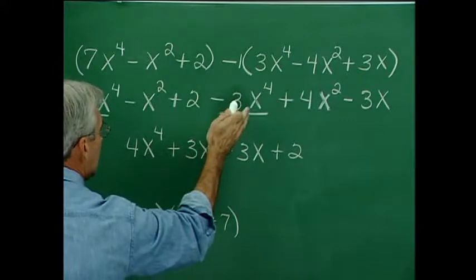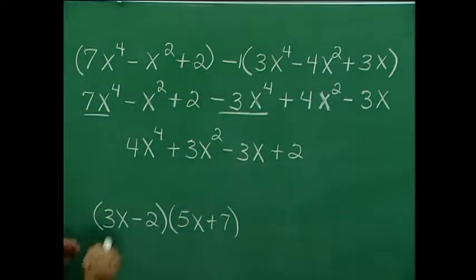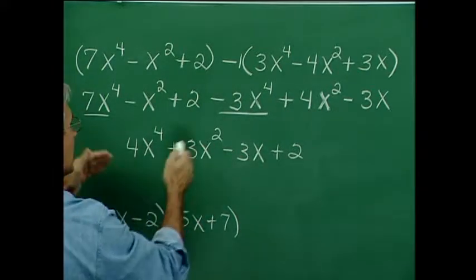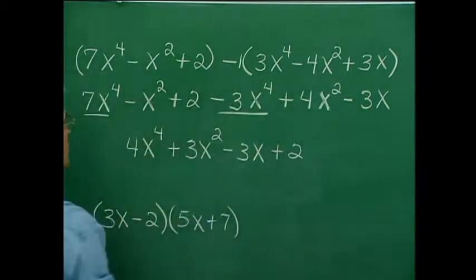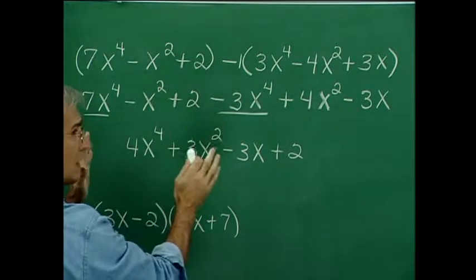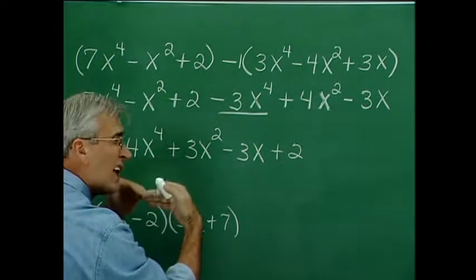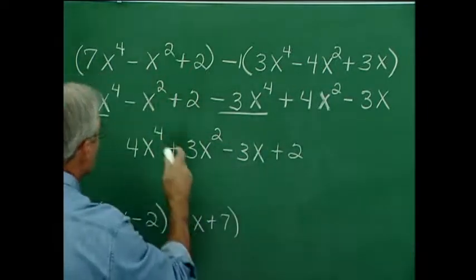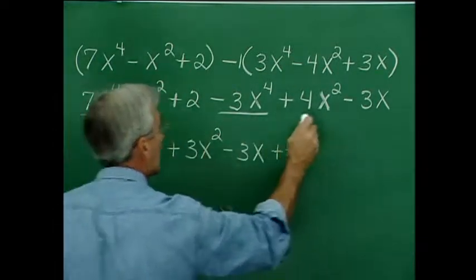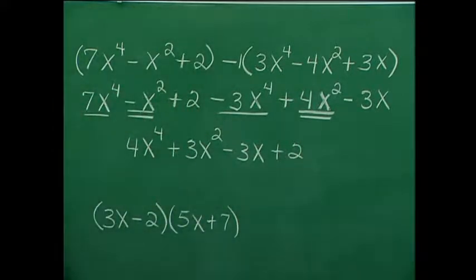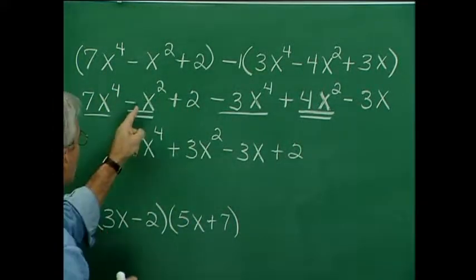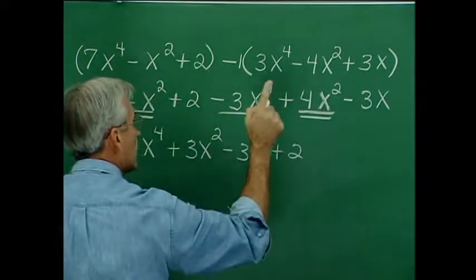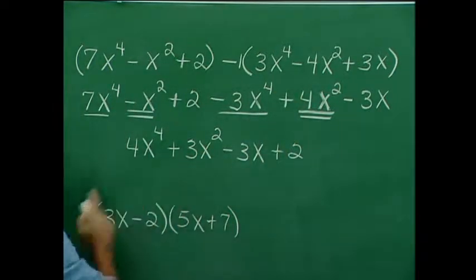7 of these things minus 3, that would leave 4x to the 4th, and you write that down. And now you're finished with those. You could X them out if you want to, or you could go to the next group of like terms, and that would be, let's see, the x squared terms are alike. I'll put a different kind of underline under them. And I have minus 1 of these, plus 4 of those. Together we have plus 3x squared.